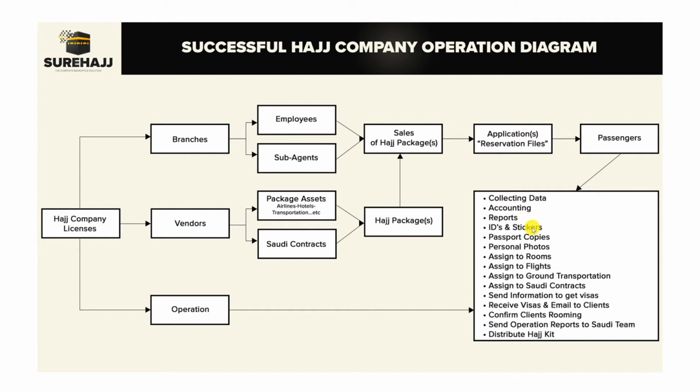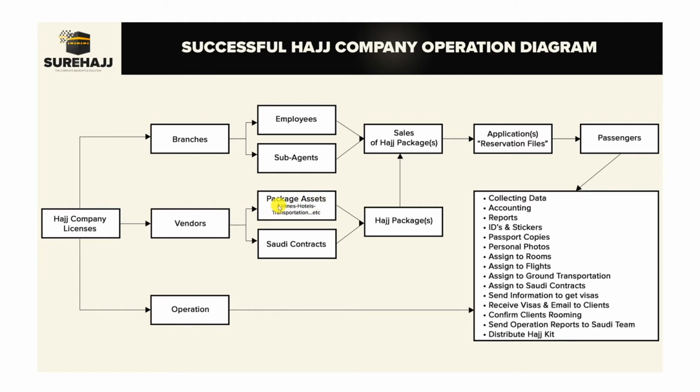To understand the big picture, let us look at this diagram. Right here is the Hajj company or license. In SureHajj, you can have as many licenses as you want under one company. This company has branches. These branches have employees and deal with sub-agents. The Hajj company also deals with vendors and buys package assets from these vendors, such as airline, hotels, and transportation.